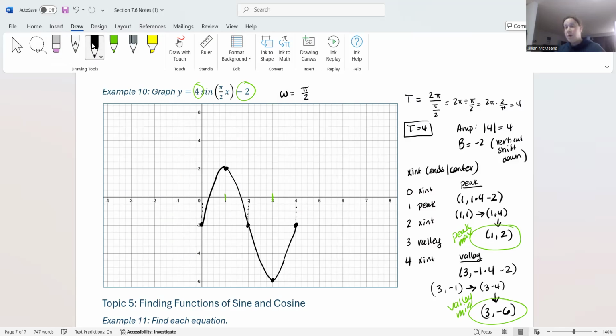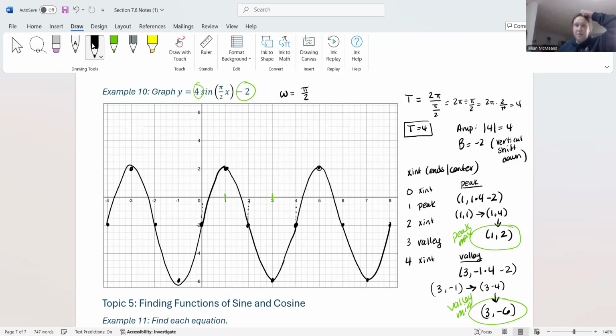Now if we wanted to continue this, we could. We're going to have another x-intercept here, here, here, and here. Our peaks and our valleys, we're going to have a valley here and a peak here. If we follow the pattern, we have a peak and a valley. So let's keep this graph going, and pretend I actually hit those points instead of getting close to them. Okay, so there you have it.